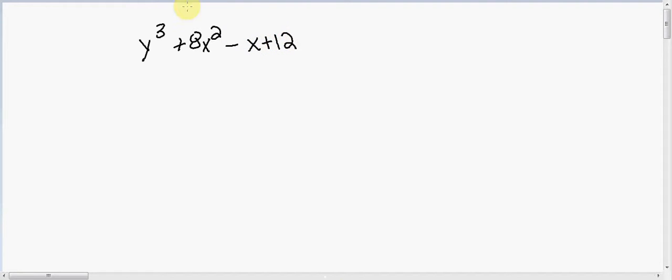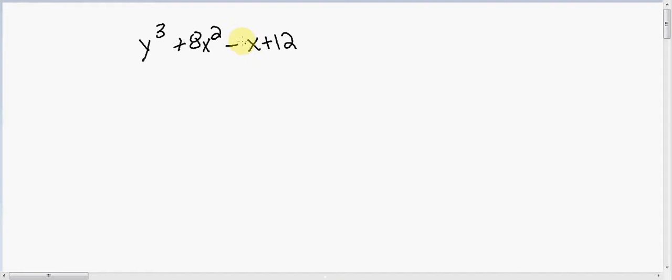So this is a variable expression. The first thing that I notice is that it has four terms, and I tell the terms apart by going from left to right, and I see my first term is y cubed. As soon as I see a plus or a minus sign, right here I see a plus sign, that tells me that the next term's coming up, and so my next term is 8x squared. There I see a minus sign, so my next term is negative 1x.